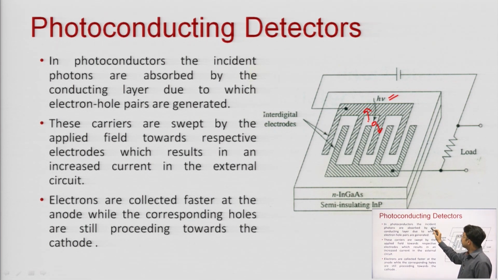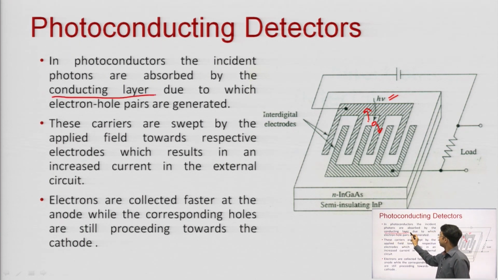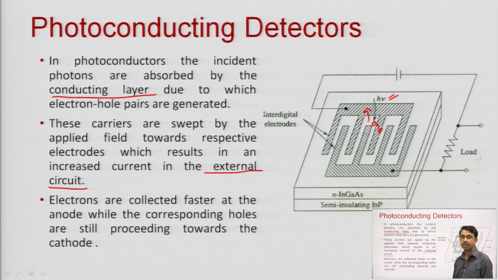In photoconductors, the incident photons are absorbed by the conducting layer, due to which electron hole pairs are generated. That is why they are called photoconductors. These carriers are swept by the applied field towards the respective electrodes, which results in increased current in the external circuit. The current increases because the interdigital electrodes rapidly absorb those electrons.